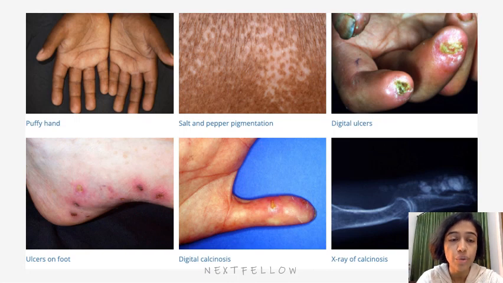Here are some other findings. So you may have puffy hands. Salt and pepper pigmentation is another cutaneous finding. You may have that on the chest or on the forehead as well. It's just a skin finding in this. Digital ulcers. So along with calcinosis cutis, which you can see in the last photo down there, there's calcinosis in the digits. Along with that, you will have fingertip stellate ulcers on the pulp of the fingers. That's very important in systemic sclerosis.